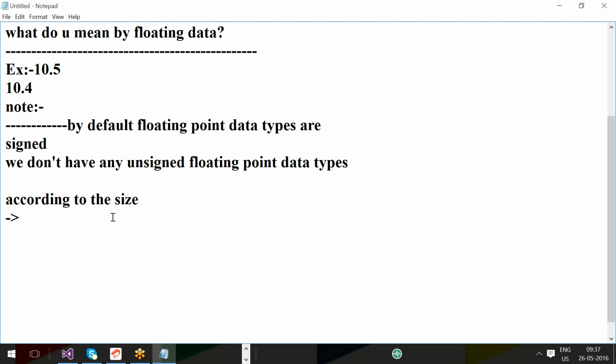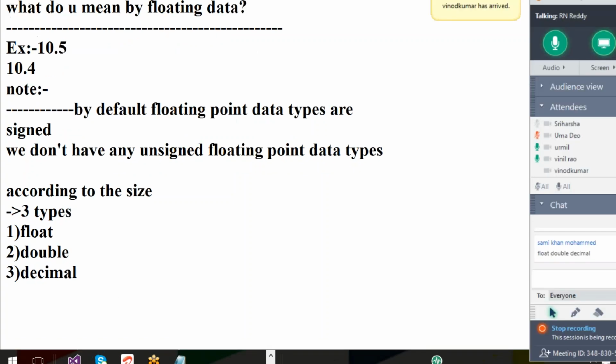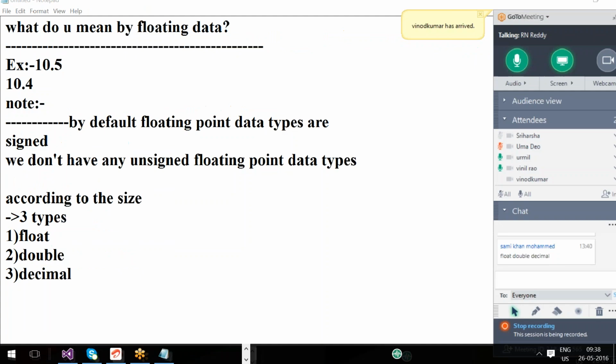Don't disturb the class. According to the size, floating point data types are classified into three types. Number one, float. Number two, double. Number three, decimal. Float, double, decimal.